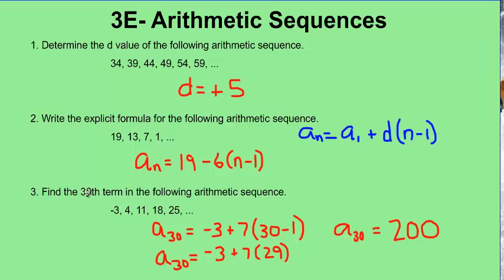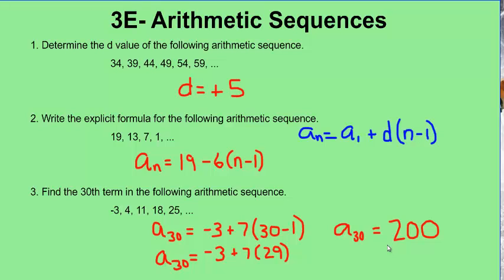And in 3, when we're finding the 30th term of the arithmetic sequence, we know that our initial value a sub 1 is -3, and that we're going up by 7 each time, so it's plus 7 times, and we plug in 30 for n because we want the 30th term. 30 minus 1 gives us 29. If you multiply by 7, you get 203. And if you subtract 3, you get 200. So a sub 30 equals 200. That would be the 30th term.